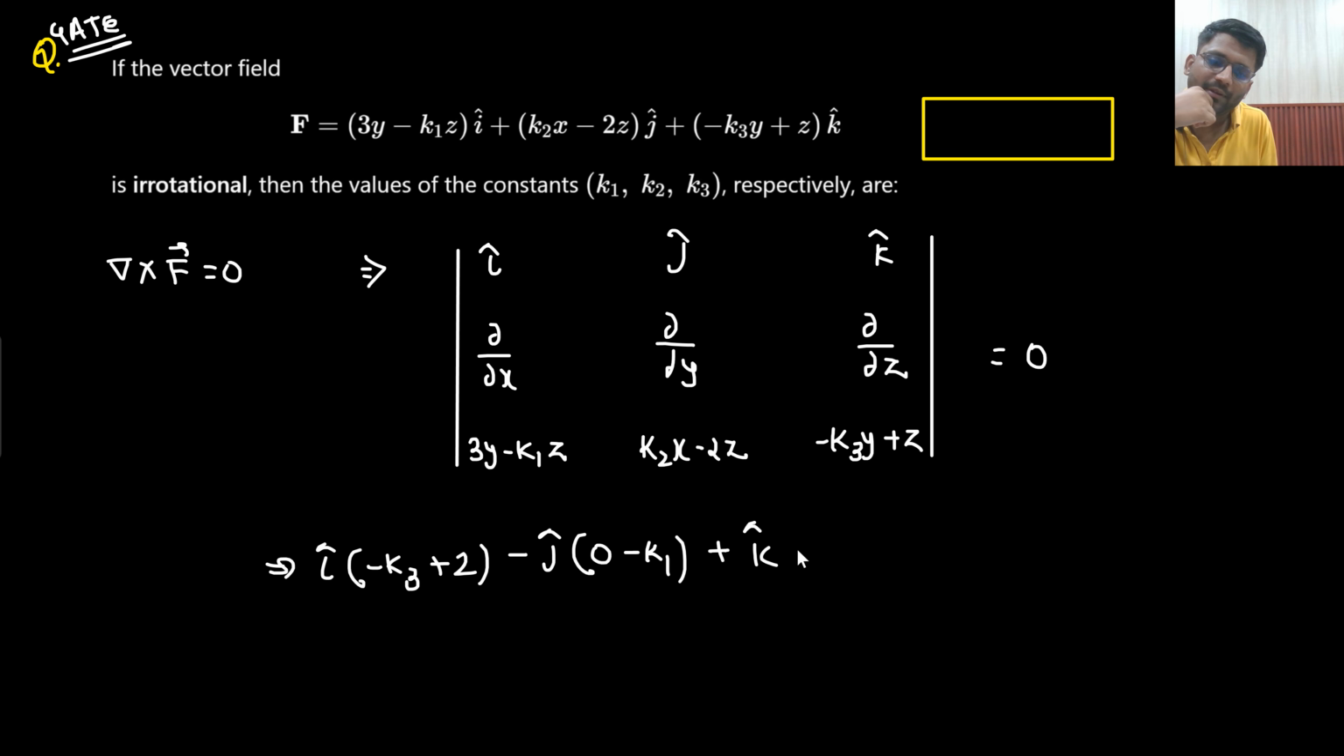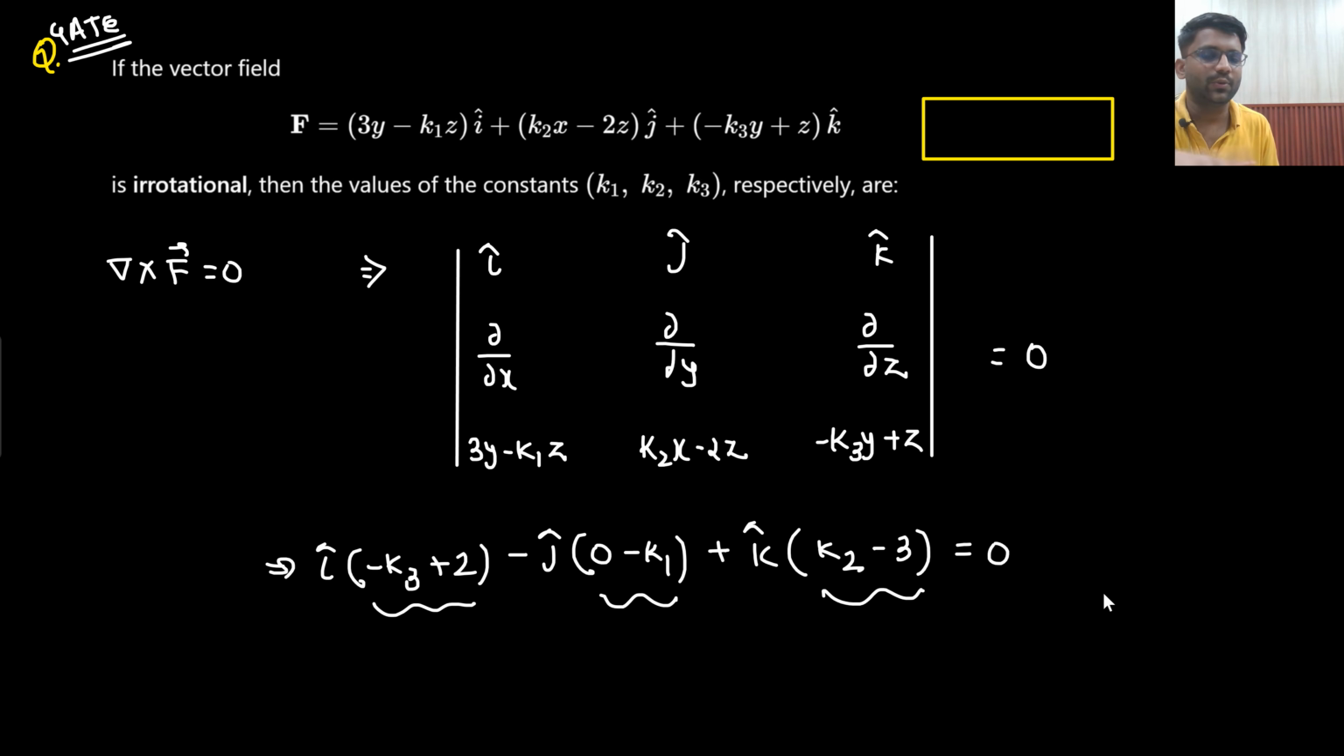Plus k cap, what will you be getting? k2. Partial differentiation of this function with respect to y, what will you be getting? 3. k2 minus 3 equals 0. So what you can see from here is that all of them have to be 0. This has to be 0, this also has to be 0, and this also has to be 0. So 0 into i cap minus 0 into j cap minus 0 into k cap will be 0 only. So k3 has to be equal to 2, k1 has to be equal to 0 only, and k2 has to be equal to 3.